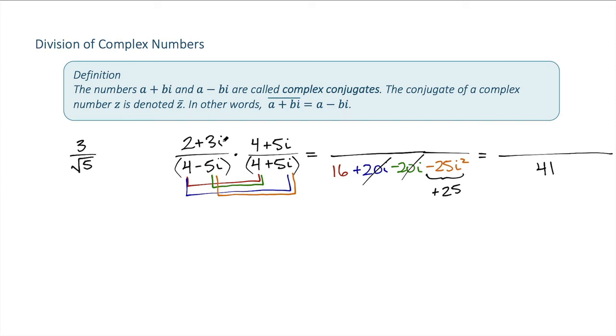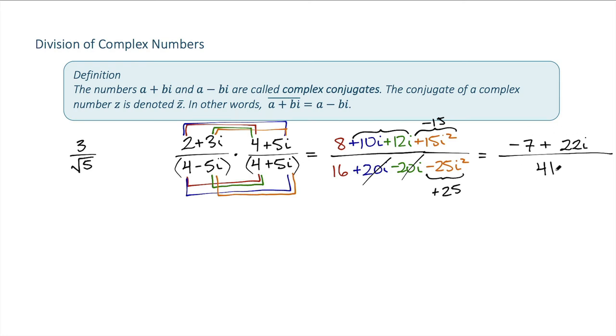And now I can do my numerator. Let's go ahead and do that. We've got 2 times 4 is 8, and then 2 times 5i is 10i. And then 3i times 4 is 12i, and 3i times 5i is 15i squared. Then we can combine some like terms. 10i plus 12i is 22i. And 15i squared is negative 15. So I've got 8 minus 15, which is negative 7.